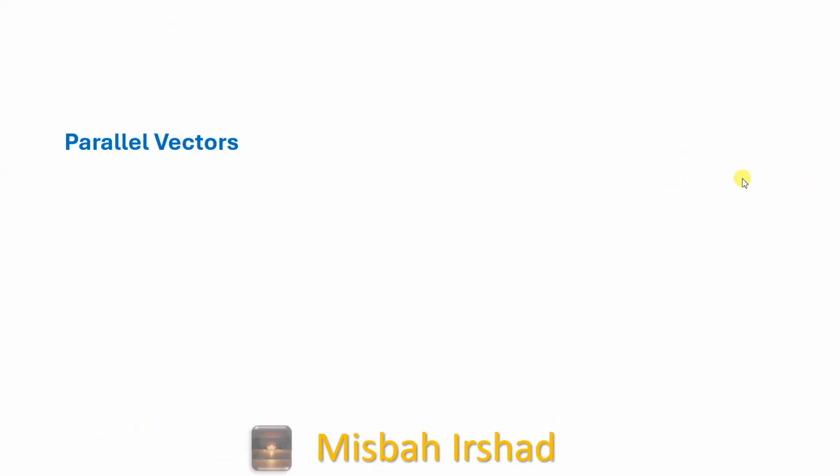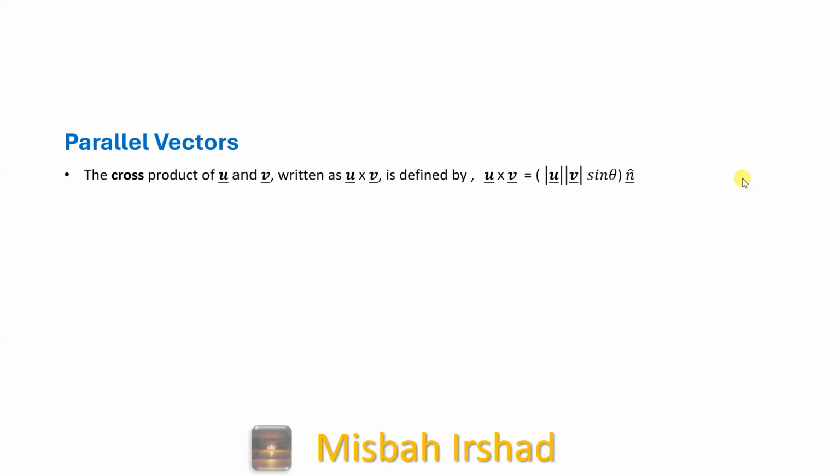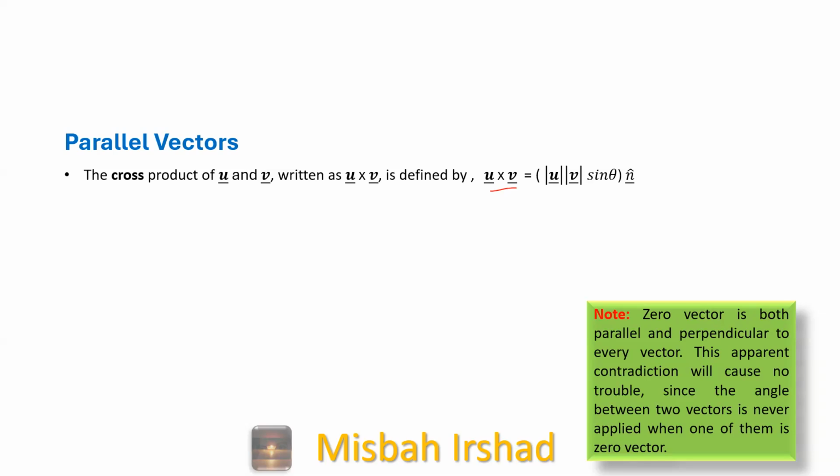Two vectors are parallel, as we discussed earlier, when their cross product is 0. In the case of parallel vectors, either the angle between them is 0 when they have the same direction, or if they have opposite direction then the angle between them is pi, and sine of 0 and sine of pi are both 0. This makes the cross product equal to 0. So if vectors are parallel, then the cross product is 0.